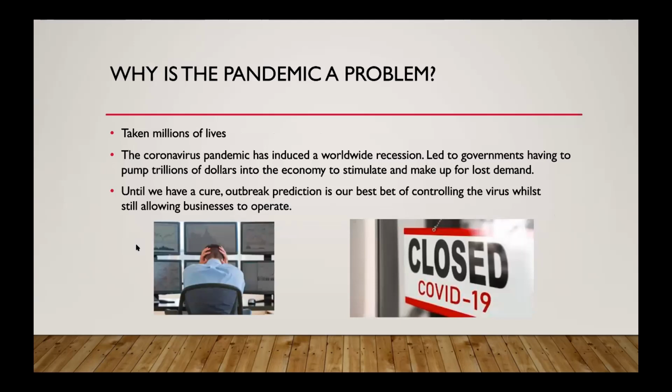So why is the pandemic a problem? Well, it has taken millions of lives so far, but it has also managed to induce a worldwide recession, which has led to governments having to pump trillions of dollars into the economy to stimulate and make up for lost demand. So really the only way for us to return to normal is for our government to be able to control the spread. And that won't be possible until we have a cure or a vaccine. So until then, really our best bet to control the virus is through outbreak prediction.